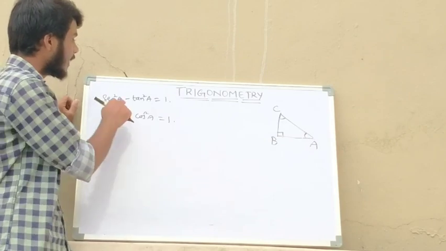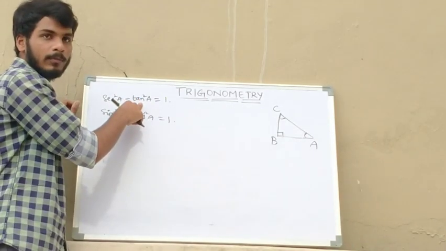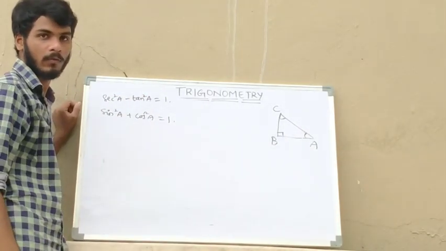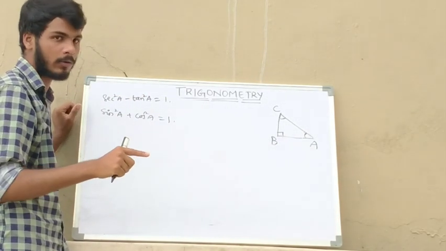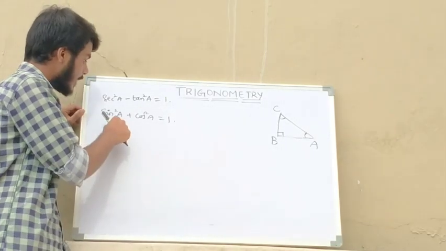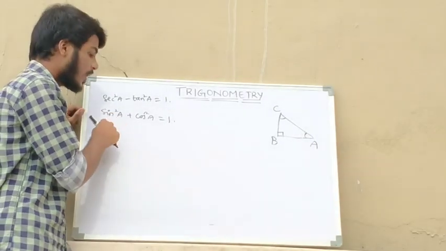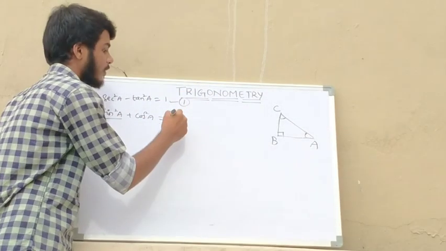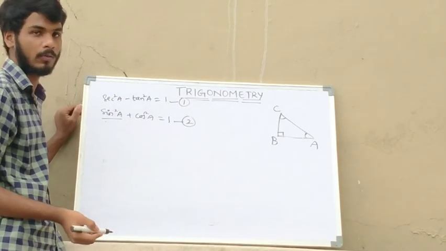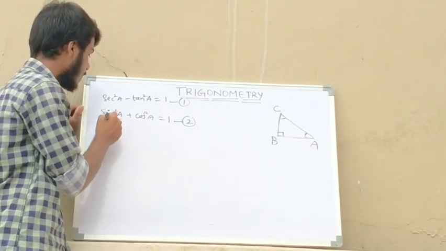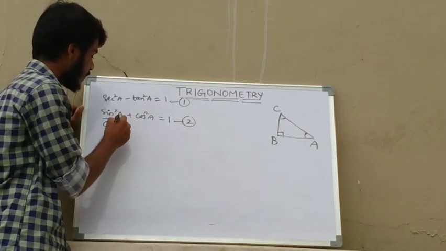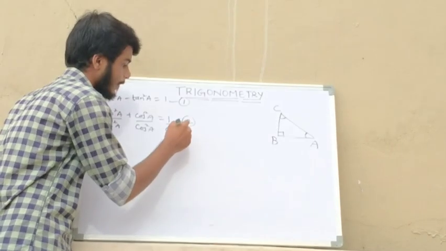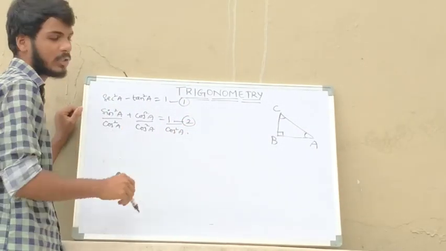So in order to get tan, here we have tan, here we have sin. Tan in terms of sin, what is it? Tan A equal to sin A by cos A. But here we have only sin. By cos we need to have. So dividing the equation, consider this as equation number 1, consider this as equation number 2. So dividing equation number 2 by cos square A, sin square A by cos square A.